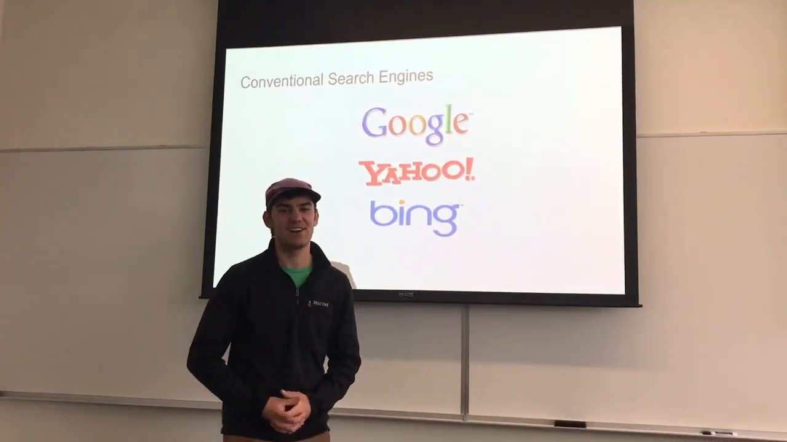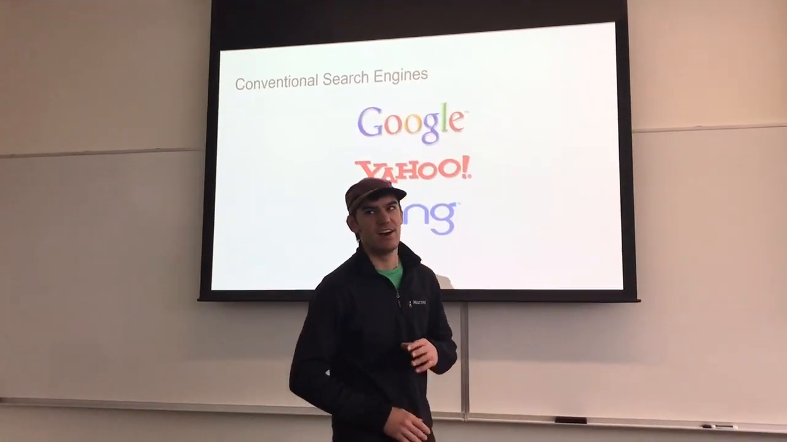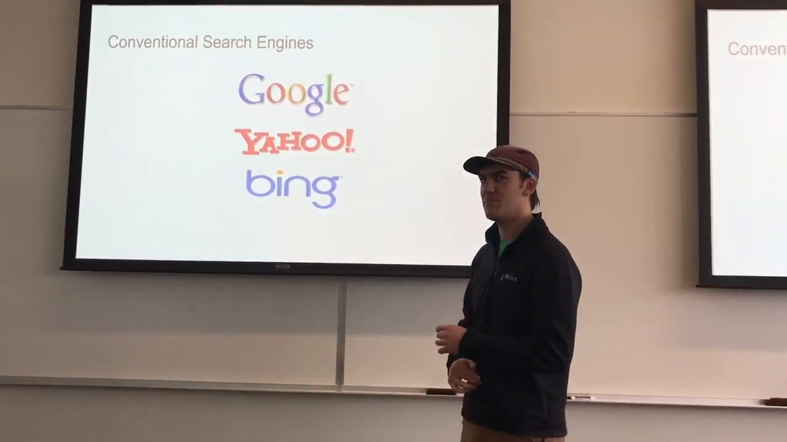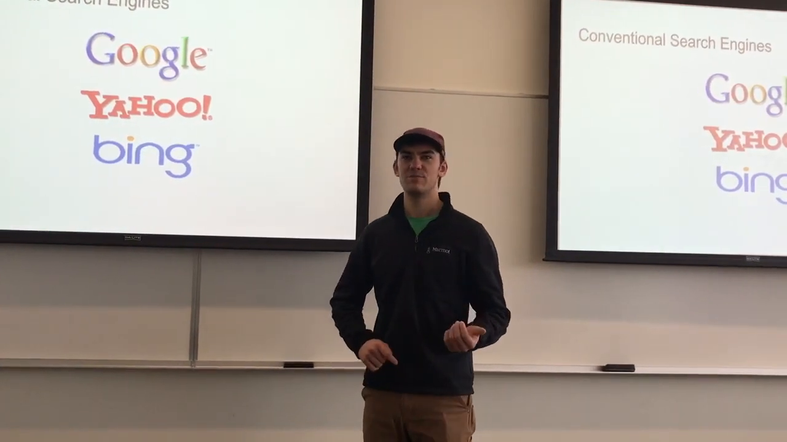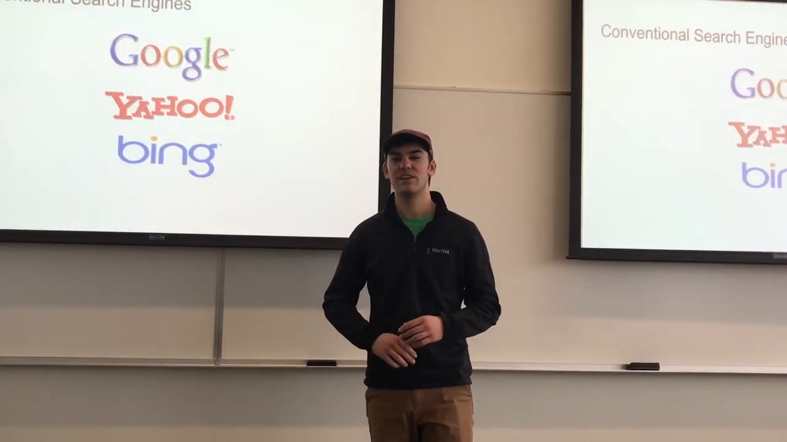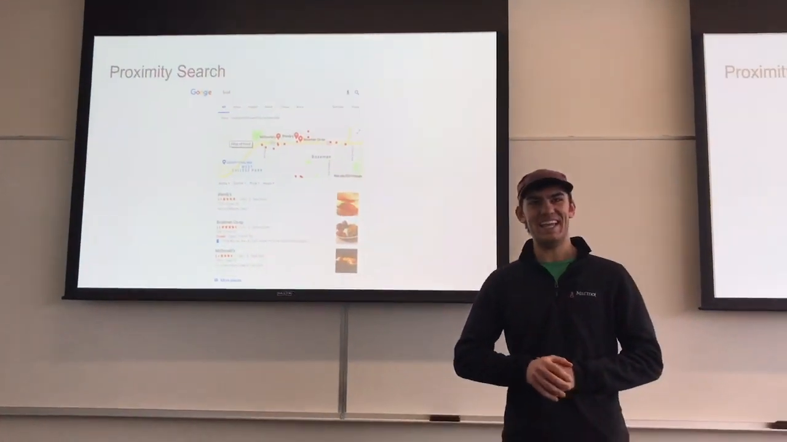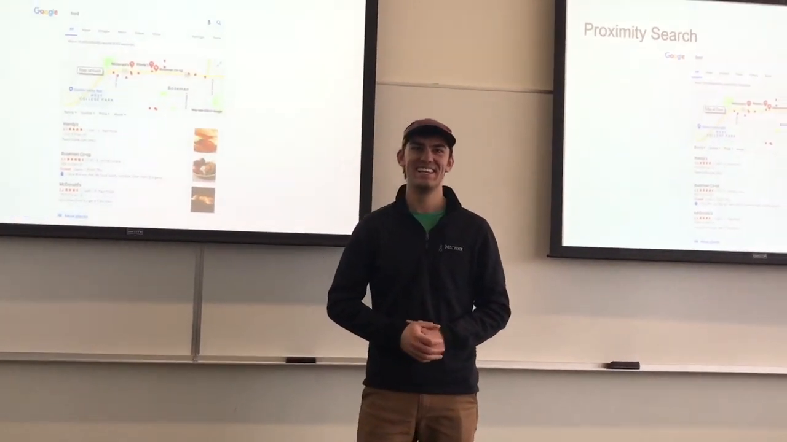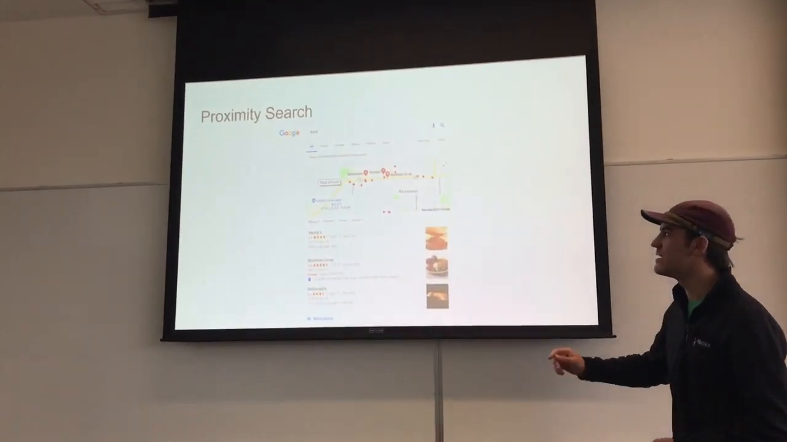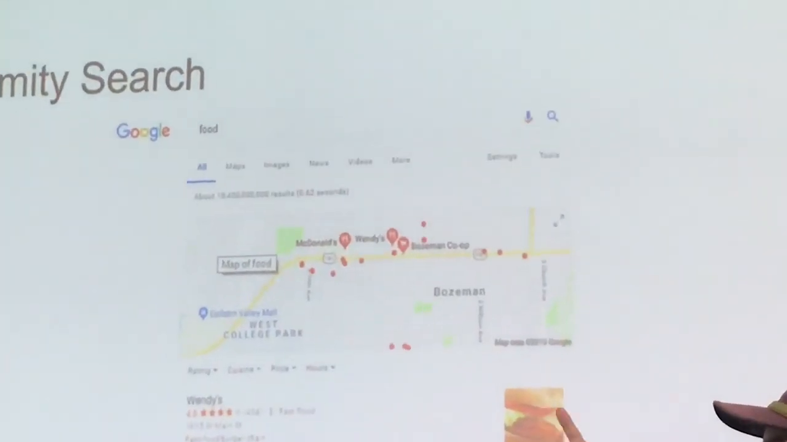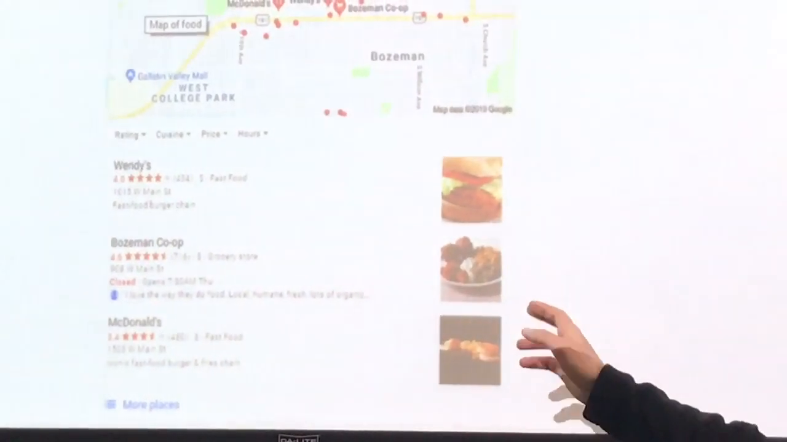All right, so there's been a lot of talk about conventional search engines. Let's break that down. Conventional search engines are those such as Google, Yahoo, and Bing. They're information retrieval technologies, and so ultimately they're just user-friendly interfaces that help you surf the web. These search engines implement proximity searches. For example, you can type food in Google and it'll return restaurants or grocery stores around you.